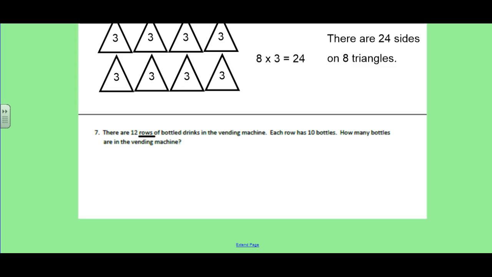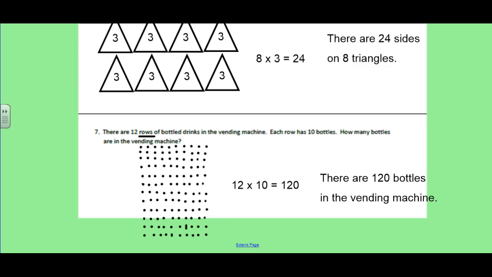Now, I don't want you to count every single dot. All you have to do is skip count by tens 12 times, and that's going to give you your answer. So please do not count all these dots, because anytime you're multiplying by 10, you're automatically thinking, I can skip count by tens to find my answer. So go ahead and work on number 7, and once you have that done, you can push play to check it.